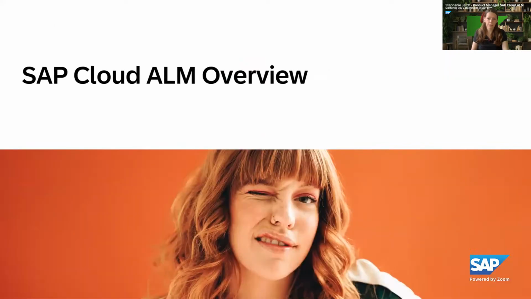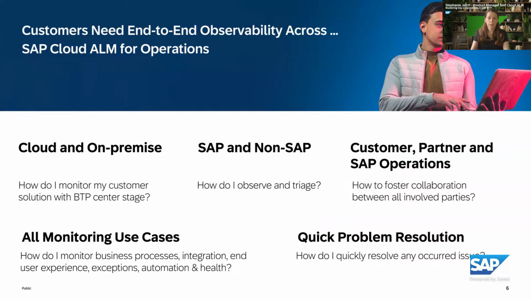And with this, directly heading over to an overview. So what is SAP Cloud ALM? What we are supporting customers with is the need for end-to-end observability across cloud and on-premise systems, SAP and non-SAP systems. So how can I observe? How can I then also react to a certain problem?